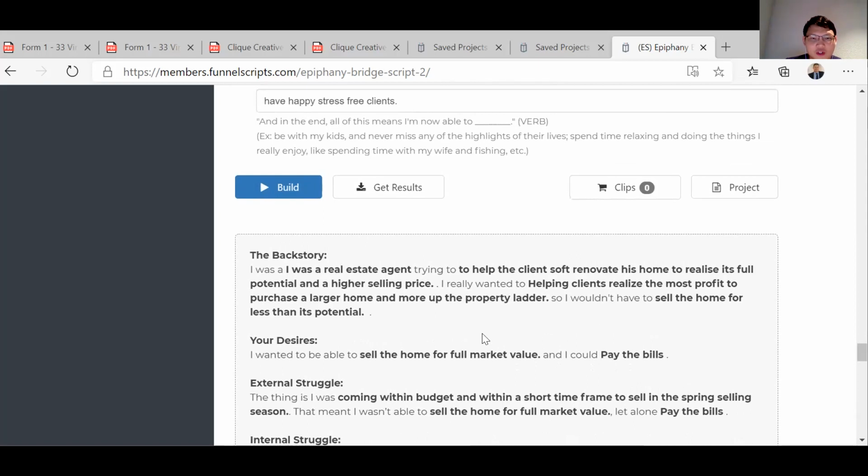So that is a backstory. How did you get started? Your desire is to help them sell the house for full market value, so you can pay the bill. That means you have a desire, and then the external struggle.